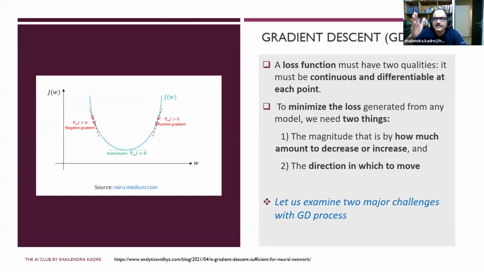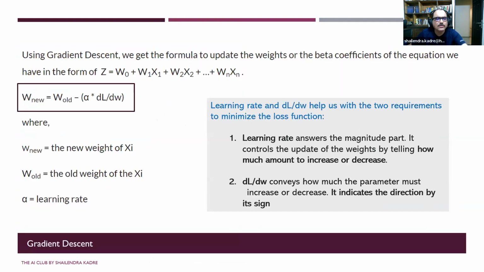Your first and very basic optimizer is gradient descent, which you use in linear regression. In plain gradient descent, the learning rate is not changed; it is constant throughout. This is your linear regression equation: Z = W0 + W1X1 + W2X2 + ... + WnXn. And how are weights updated? W new is equal to W old minus learning rate alpha times the partial derivative of the loss function.